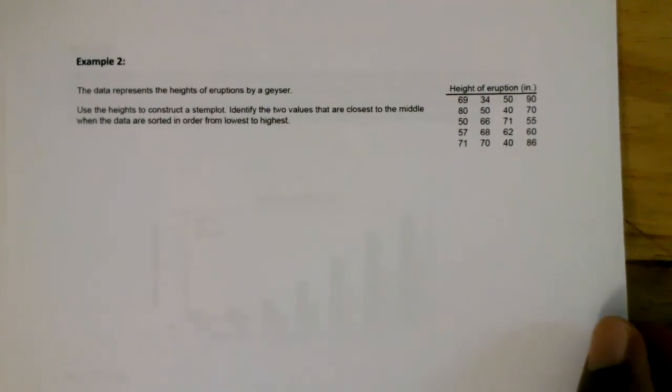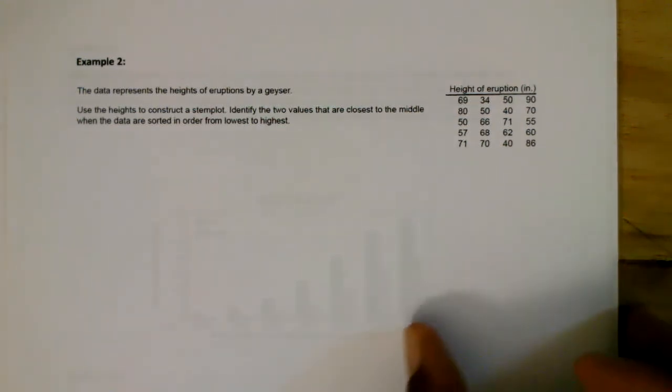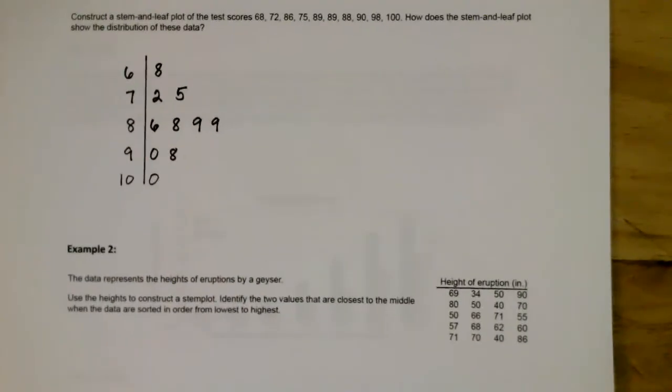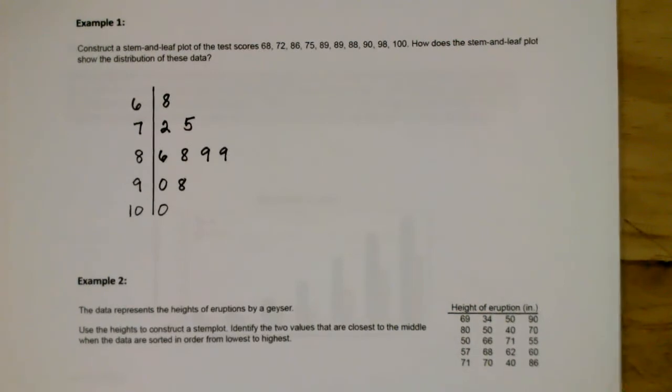All right, here's another example. The data represents the height of eruptions by a geyser. Use the heights to construct a stem plot. Identify the 2 values that are closest to the middle when the data are sorted in order from lowest to highest. Oh, let me go back to example 1. I apologize. How does the stem and leaf plot show the distribution of these data?